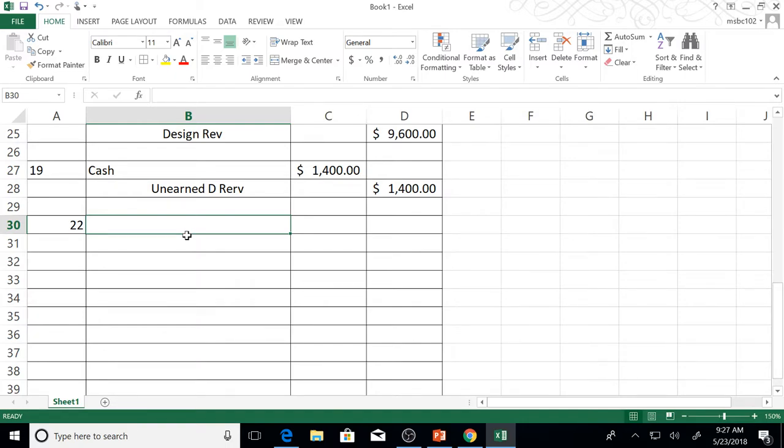That means we're going to debit cash for $5,000, and we're going to credit accounts receivable for $5,000. All right. What's next?